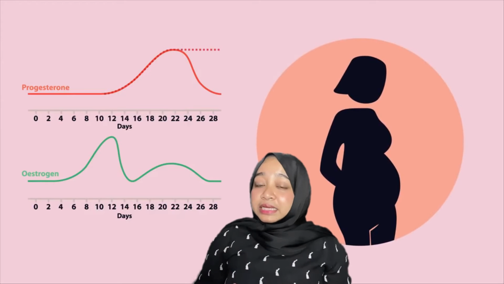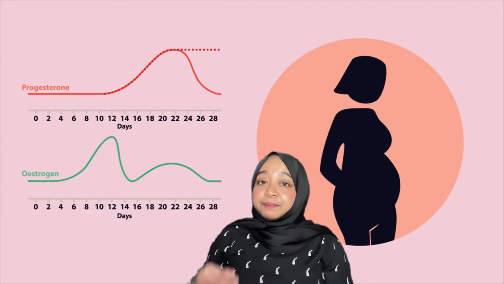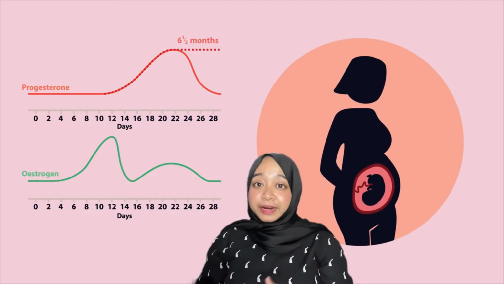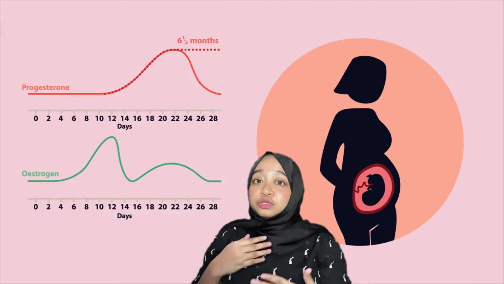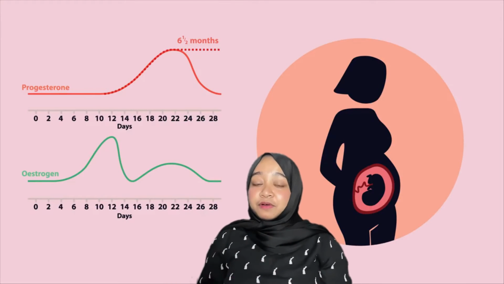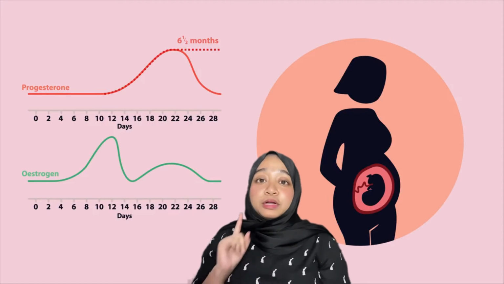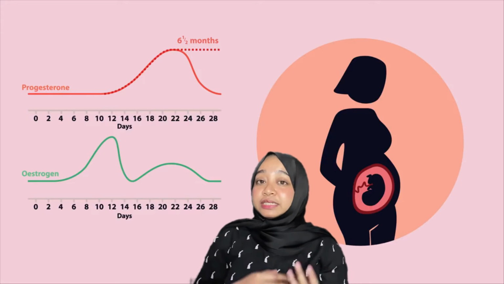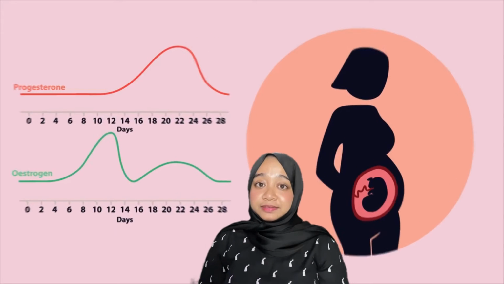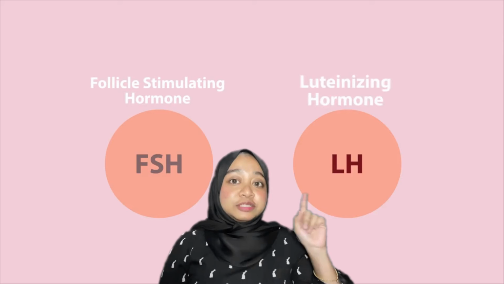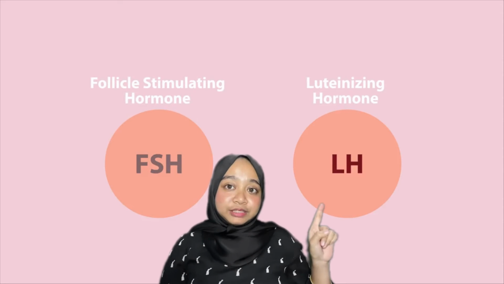But if the egg is fertilized and embeds, then progesterone levels stay high for the first 6.5 months of the pregnancy. The follicle continues to produce it until the placenta is formed. So, estrogen builds up the uterus lining and progesterone maintains it during the second half of the menstrual cycle. There are two other hormones also involved. The first one is follicle stimulating hormone, or FSH, and the other is luteinizing hormone, or LH.